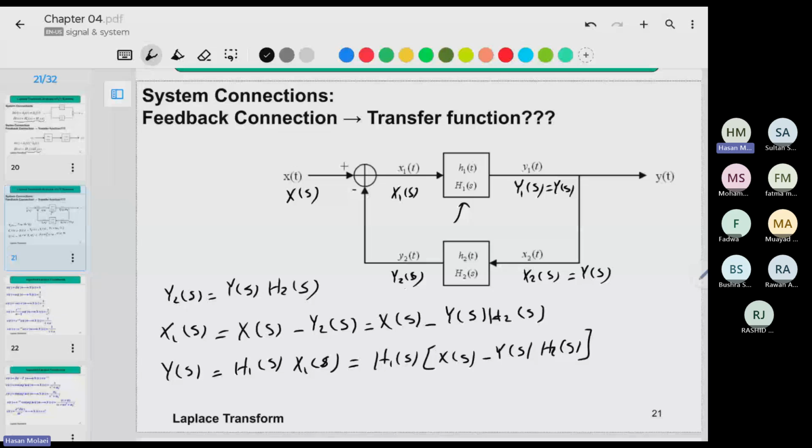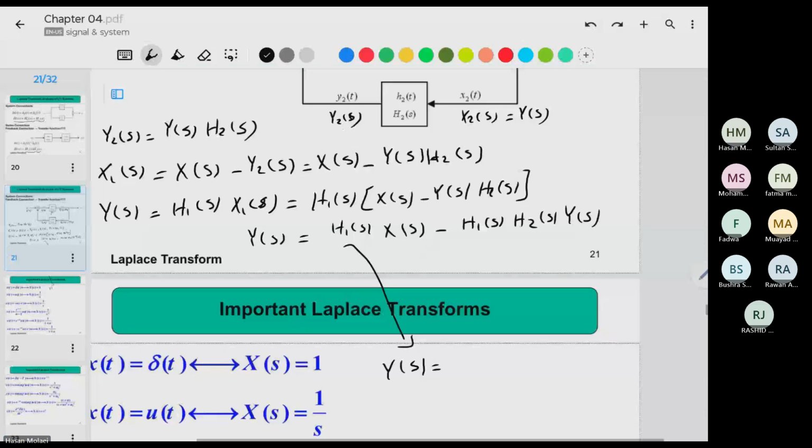So Y(s) is H1(s) X(s) minus H1(s) H2(s) Y(s). So I will have, if I move this part to the left side, Y(s)(1 plus H1(s) H2(s)).